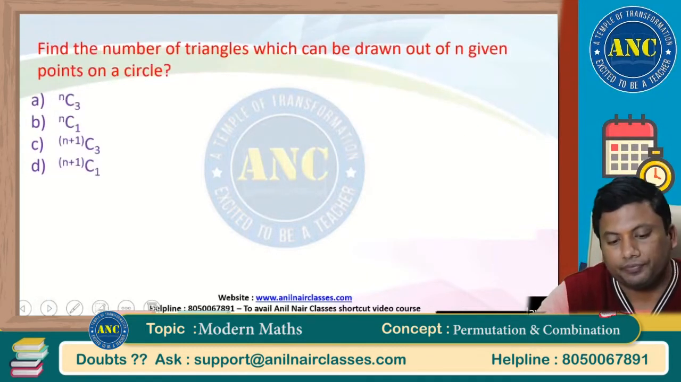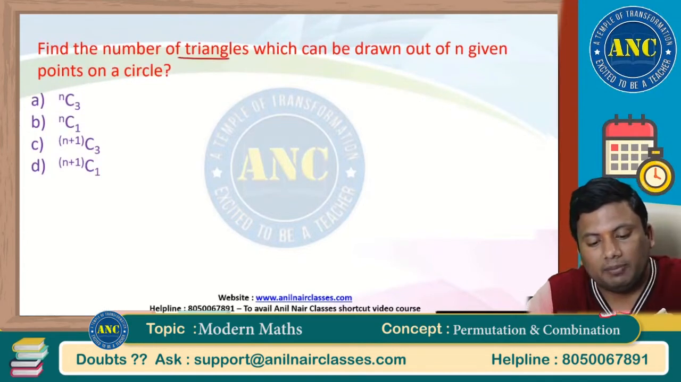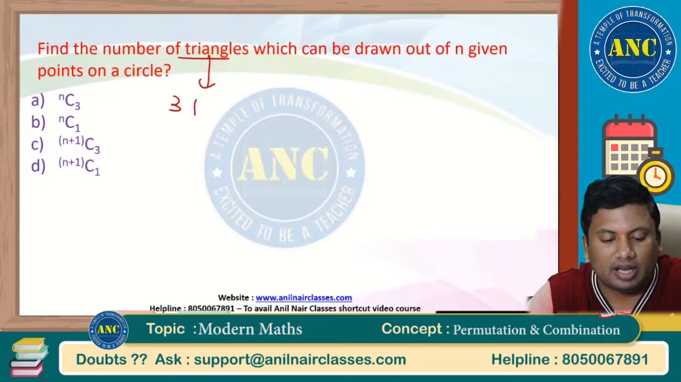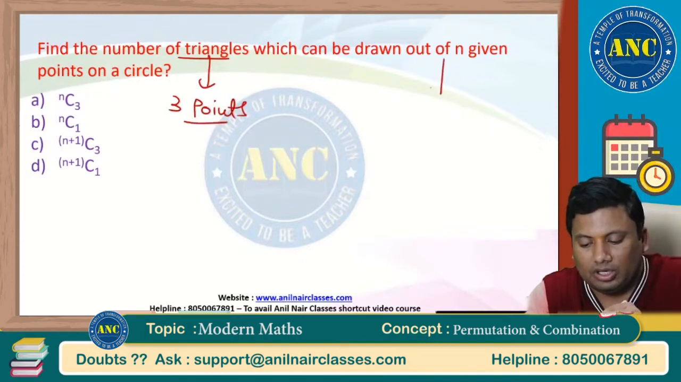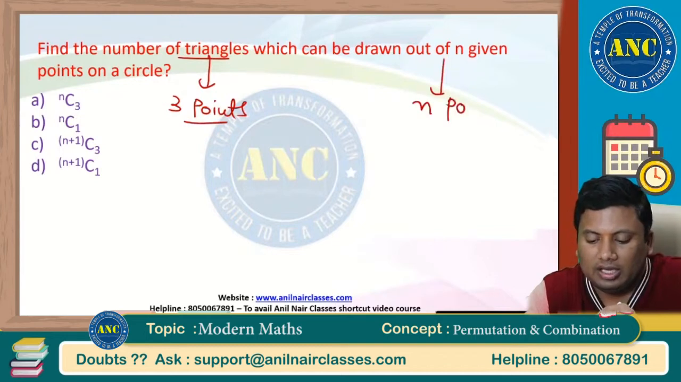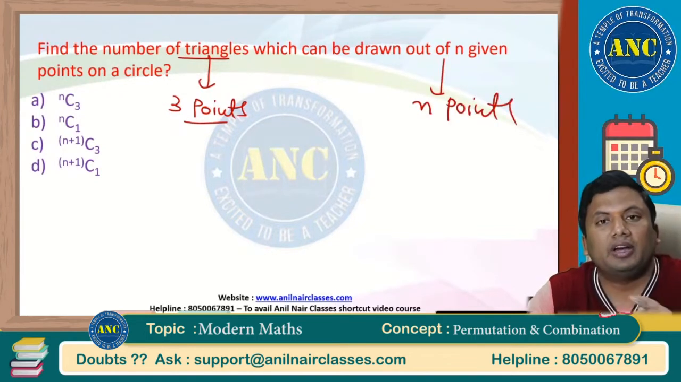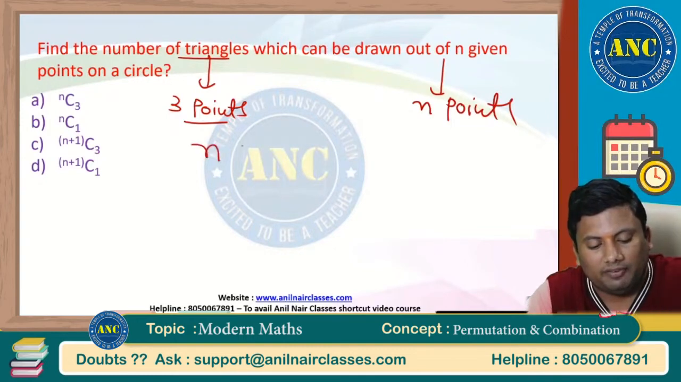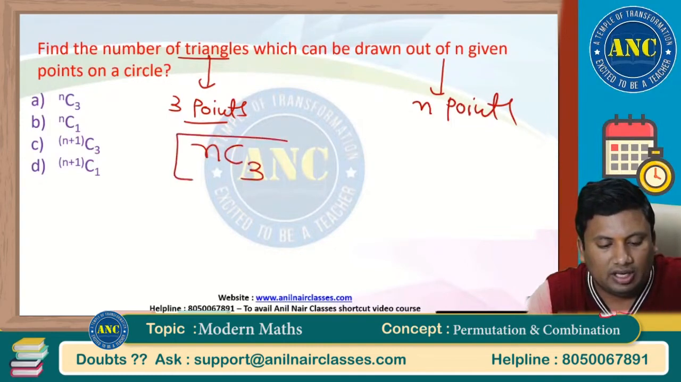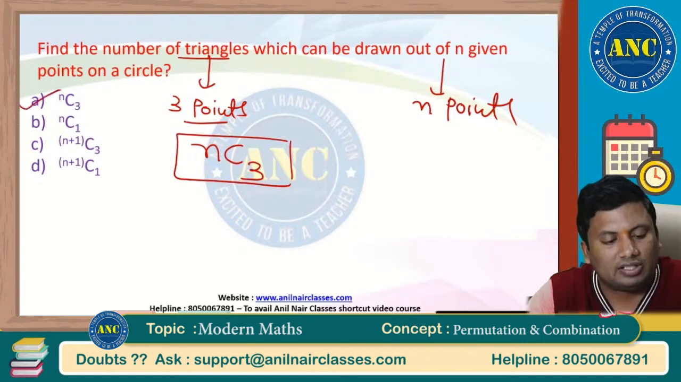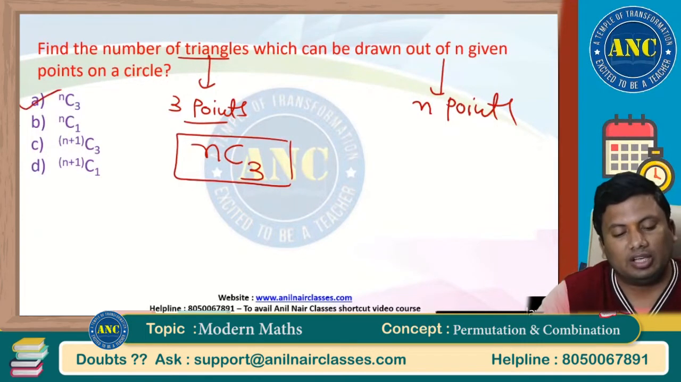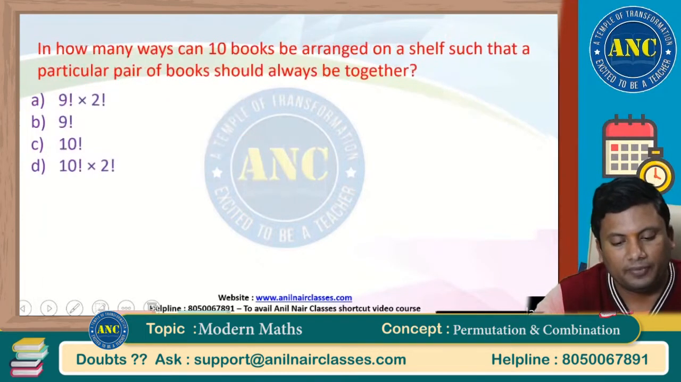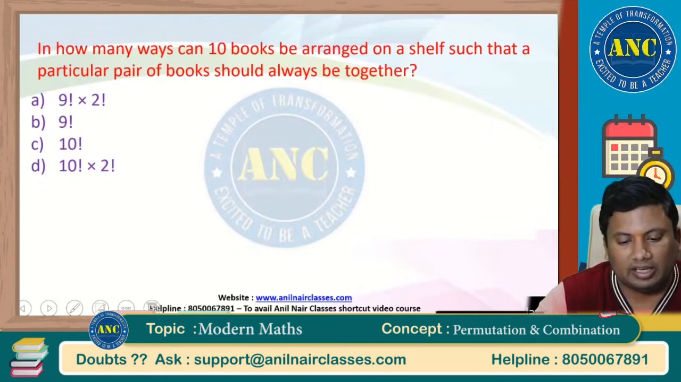Next one. Find the number of triangles that can be drawn. Triangle means I require 3 points. Total, N points are given. I require 3 non-collinear points to draw a triangle. Out of N points, select any 3, and I will get the number of triangles. Answer for this question is nothing but NC3.